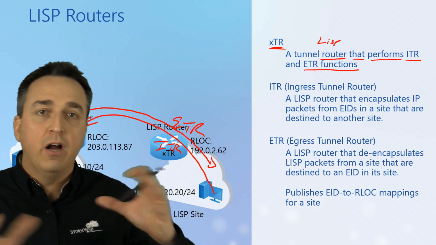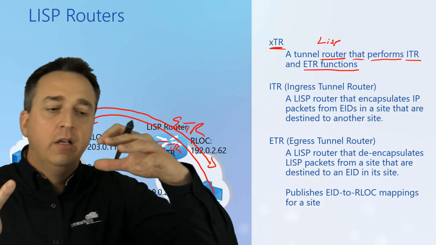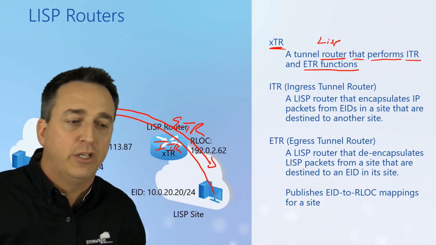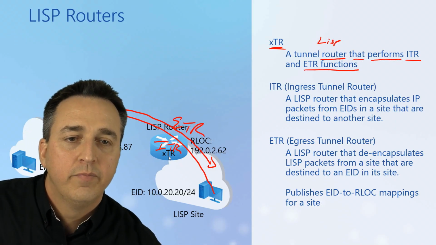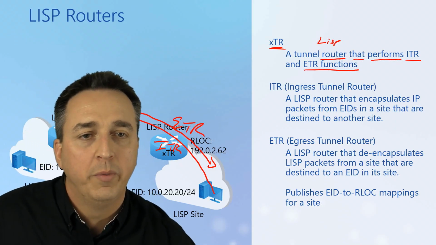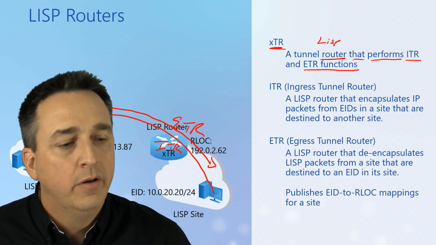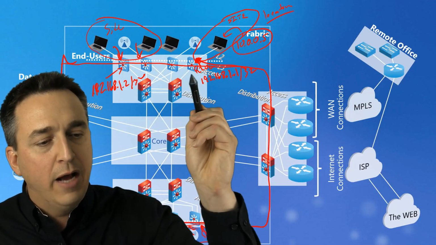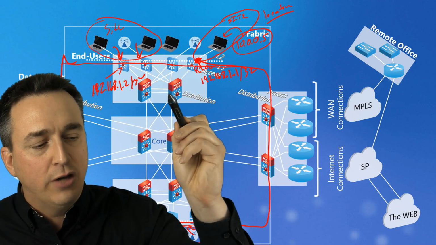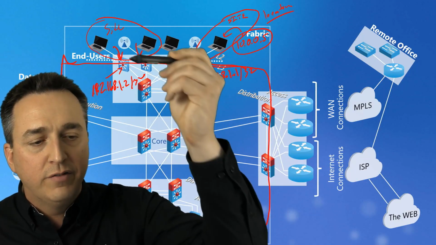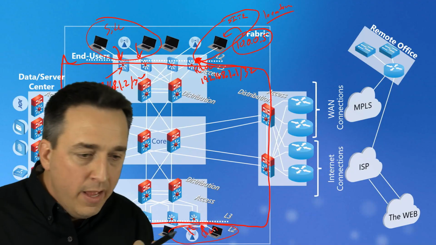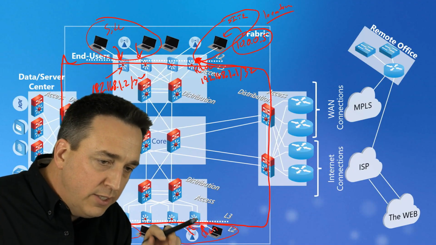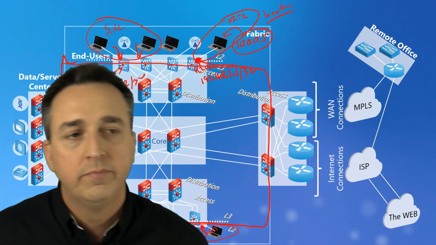When you perform ITR functions, you perform encapsulation functions; when you perform ETR functions, you perform decapsulation functions. So in this case, if we take a momentary step back, this LISP router is going to be an ITR as traffic leaves and an ETR as traffic arrives. Remember that.